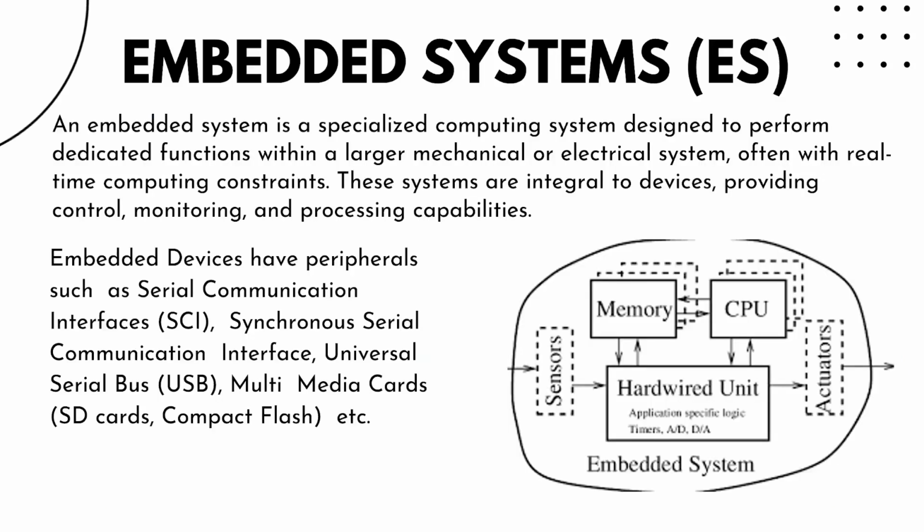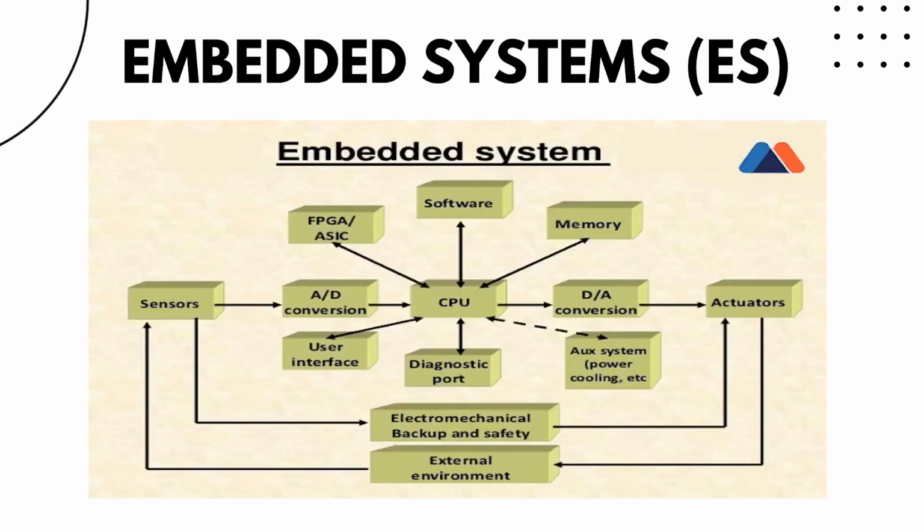Moving on, we also learned a bit about embedded systems during our internship at Emertxe Technologies. All right, what is an embedded system? An embedded system is a specialized computing system designed to perform dedicated functions within a larger mechanical or electrical system, often with real-time computing constraints. These systems are integral to devices, providing control, monitoring, and processing capabilities. Embedded devices have peripherals such as serial communication interface, synchronous serial communication interface, universal serial bus, multimedia cards such as SD cards, compact flashes, etc. Alright, moving on. Here is a basic block diagram of an embedded system.